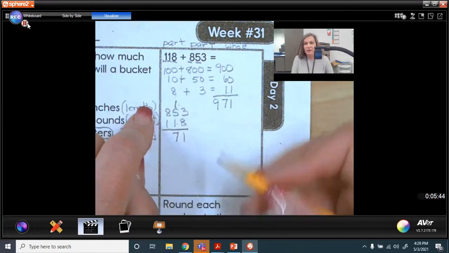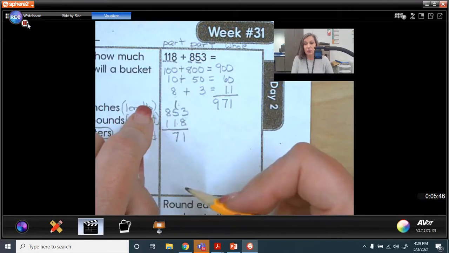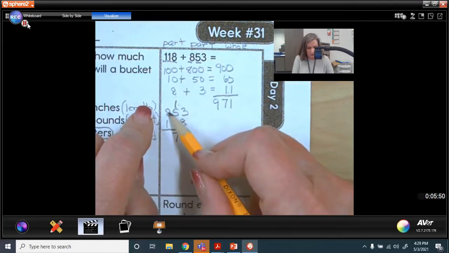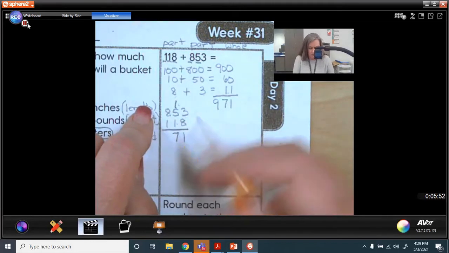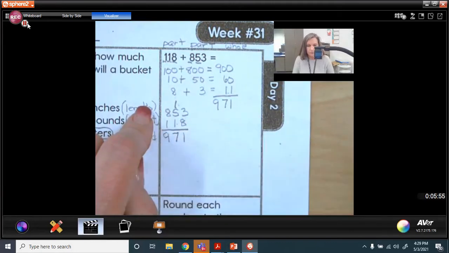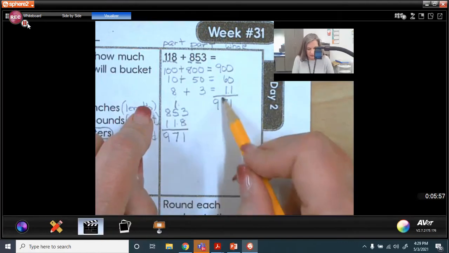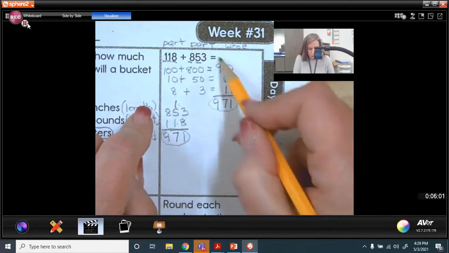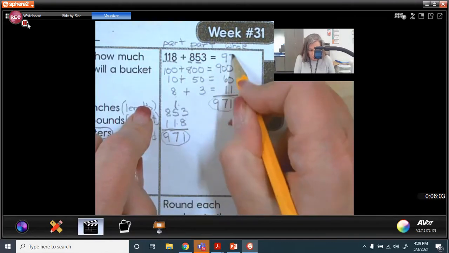That means I don't have enough tens to make a new 100, but now I can go to my hundreds place and add my 100. So I have 800 plus 100 is 900. So again, I still am getting a sum or total of 971.